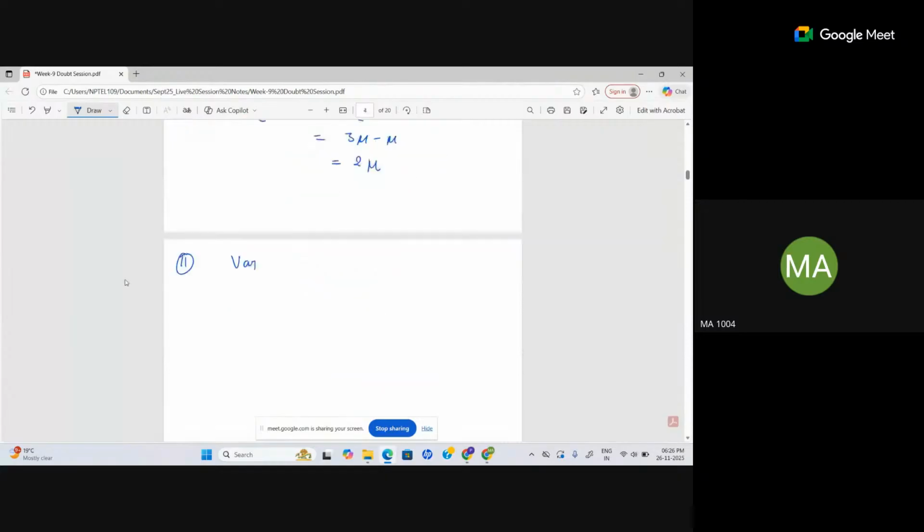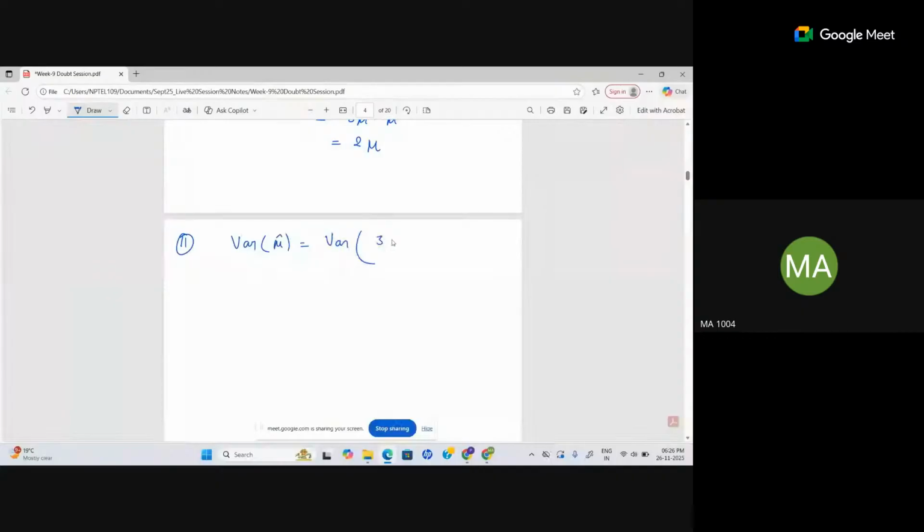Okay, so next is to find the variance of mu hat. Variance of 3 times x1 plus x2 plus xn divided by n. Again this is x bar. We can write it like this: 3 times variance of x bar. So now this will be 9 times variance of x bar. Yes or no? Yes, ma'am.